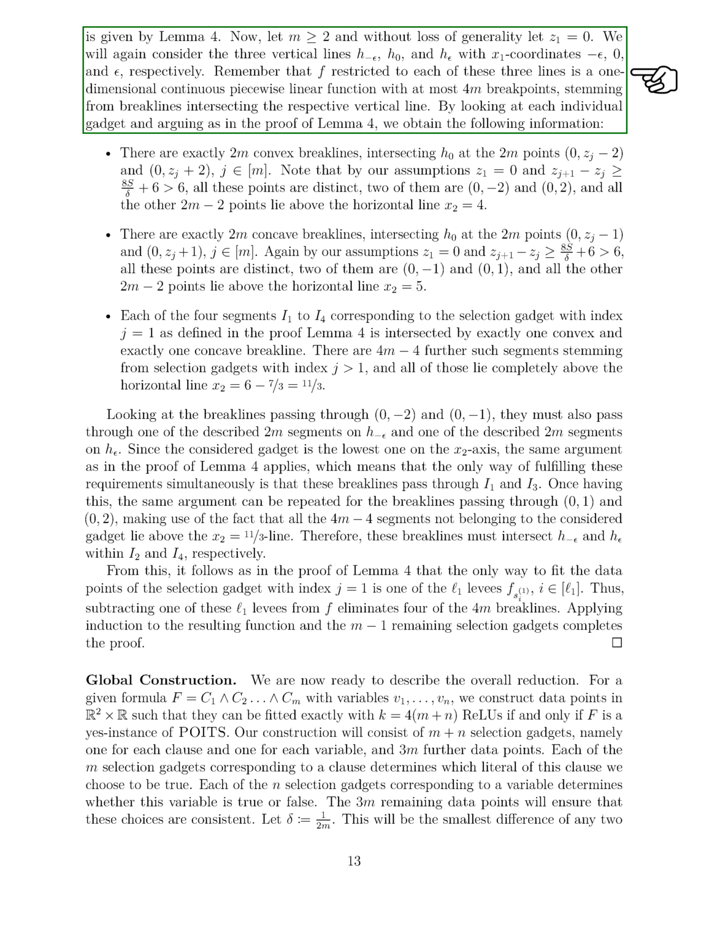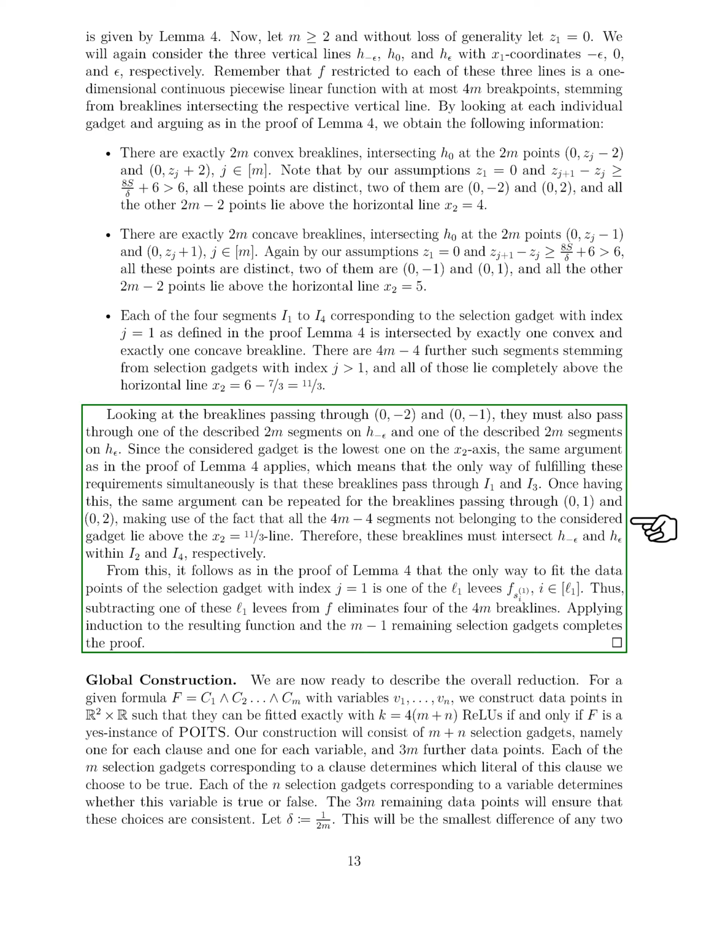The proof also involves considering 3 vertical lines with x1 coordinates of epsilon, 0, and epsilon, and showing that the function restricted to each of these lines is a one-dimensional continuous piecewise linear function with at most 4m breakpoints. The proof concludes by showing that subtracting one of the levies from the function eliminates 4 of the 4m breaklines, and applying induction to the resulting function and the remaining selection gadgets completes the proof.